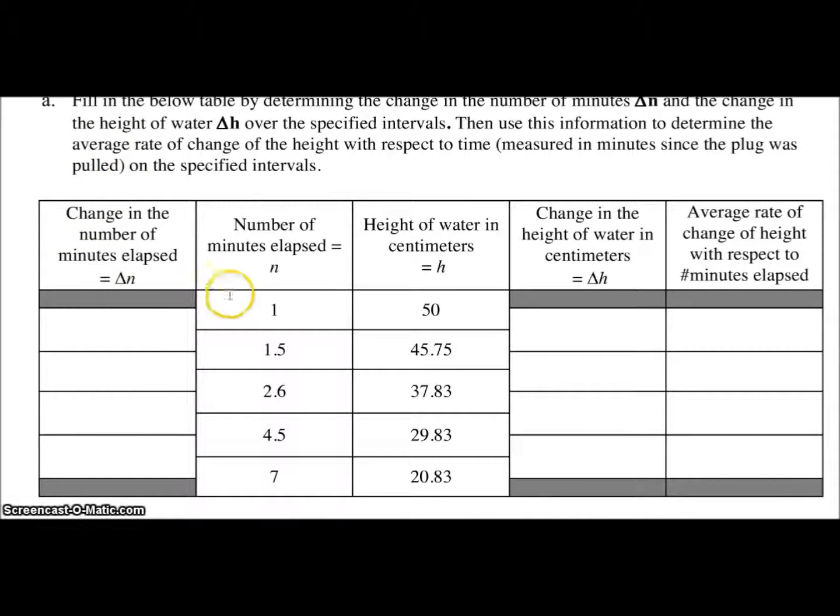So just looking here at the change in the number of minutes elapsed, we can find these by the final minus the initial. 1.5 minus 1 is 0.5. 2.6 minus 1.5 is 1.1. 4.5 minus 2.6 is 1.9. 7 minus 4.5 is 2.5.